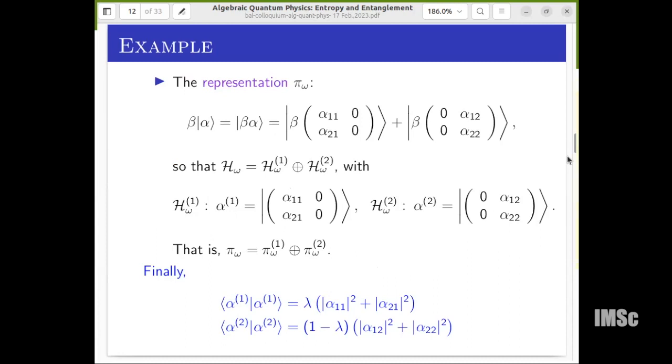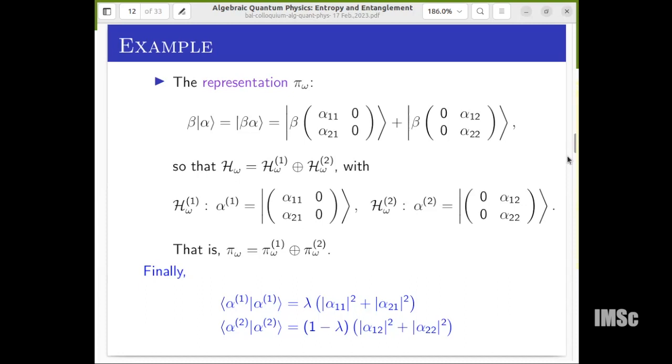I write it like this because the vector space spanned by entries with the second column 0 is invariant under the action of beta, and likewise for the other one. So the representation splits into 2 parts, H1 plus H2. So you see the multiplicity happening. This is the multiplicity I told you about for group representations. It is the same thing.